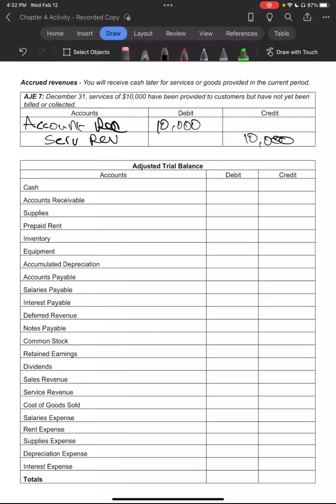To finish this up, it'll probably take another 30 minutes or so. So apologize, these are long videos, but they will get you through the chapter 4 activity. So what we got to complete first is our adjusted trial balance.